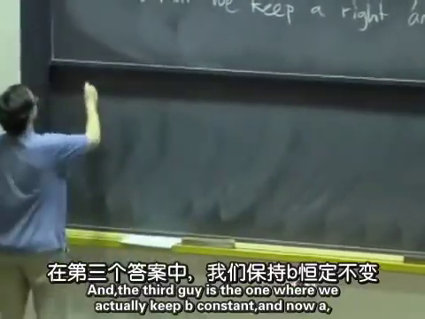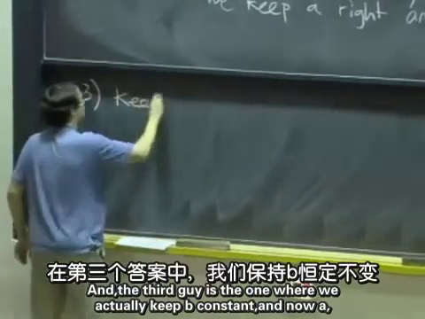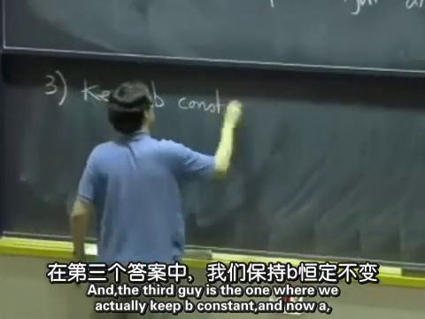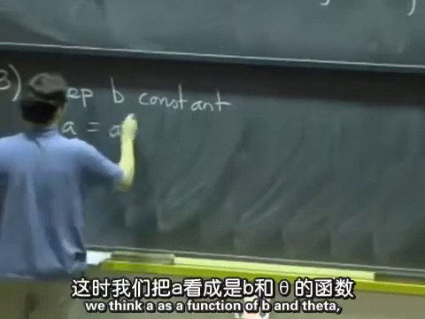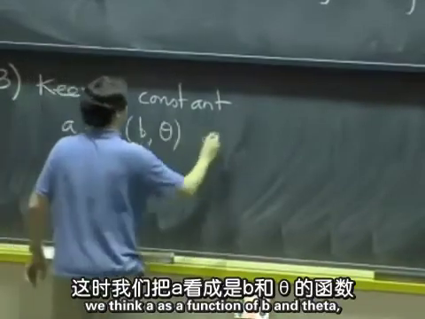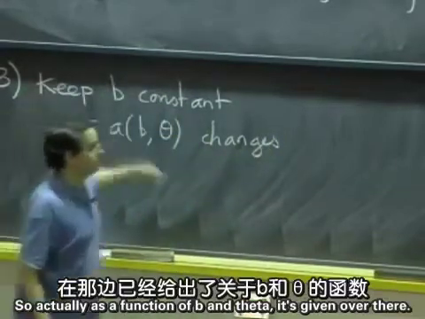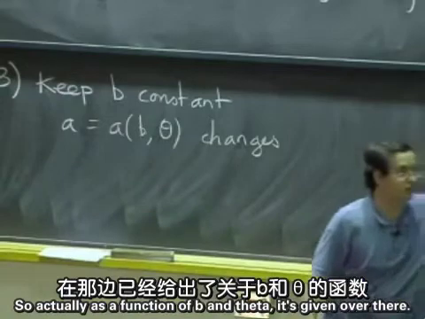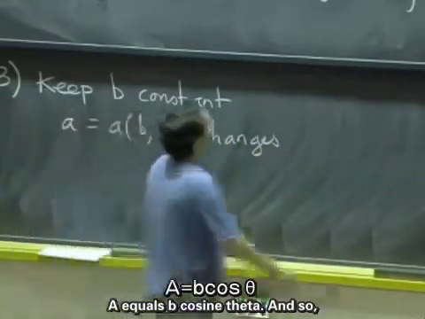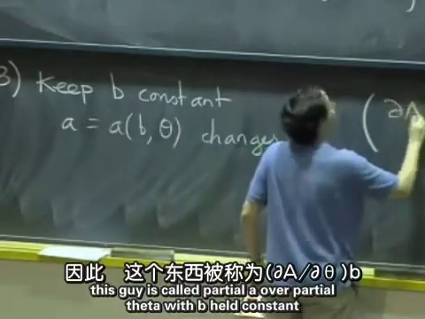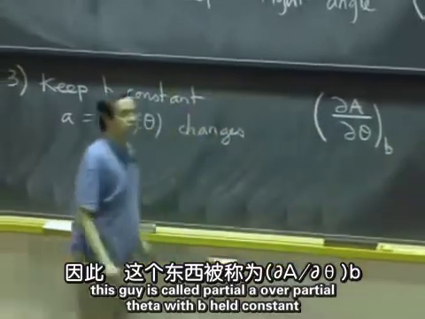And the third one is the one where we actually keep B constant. And now we think of A as a function of B and theta, and it changes so that we keep a right angle. Okay, so actually, as a function of B and theta, it's given over there: A equals B cosine theta. And so this is called partial A over partial theta with B held constant.